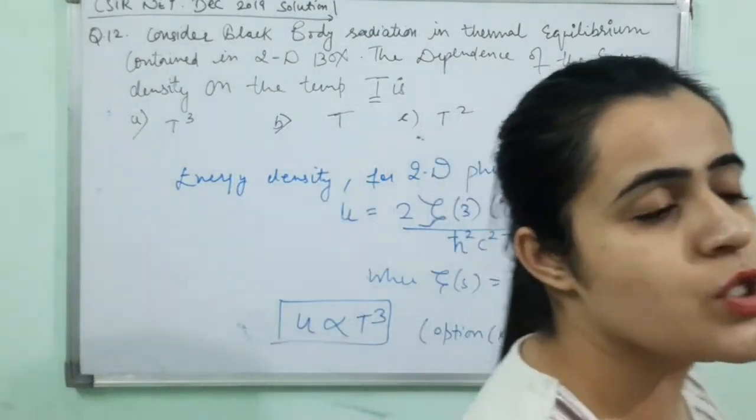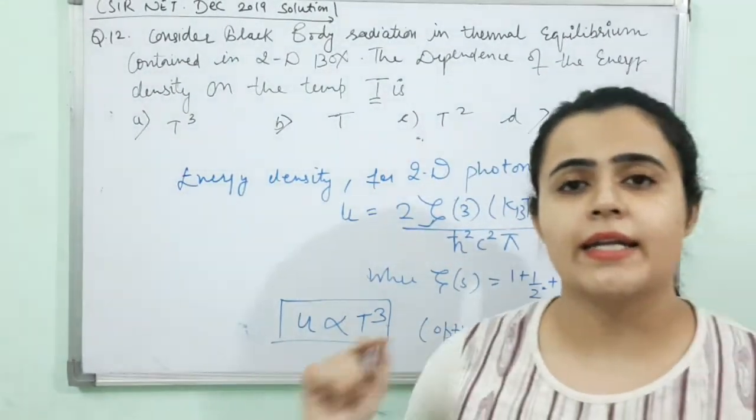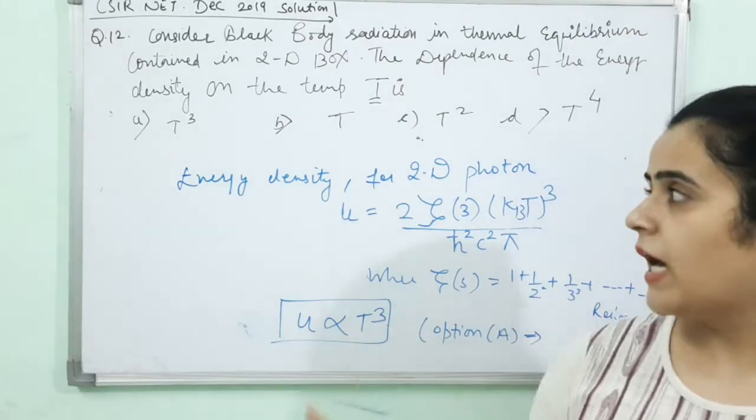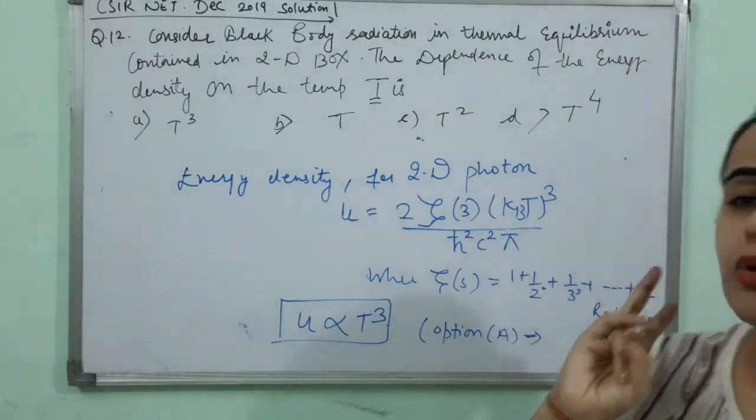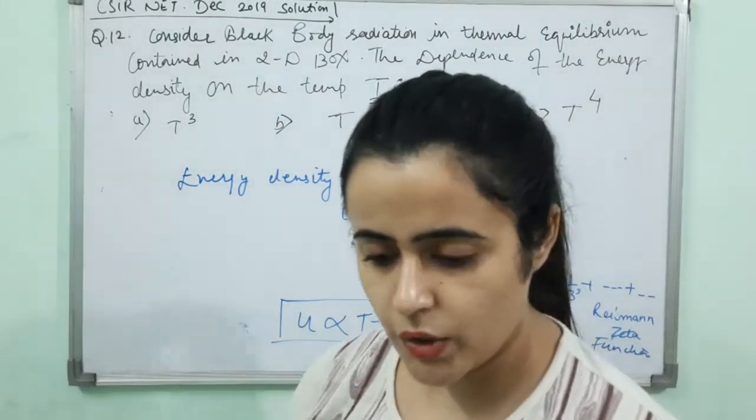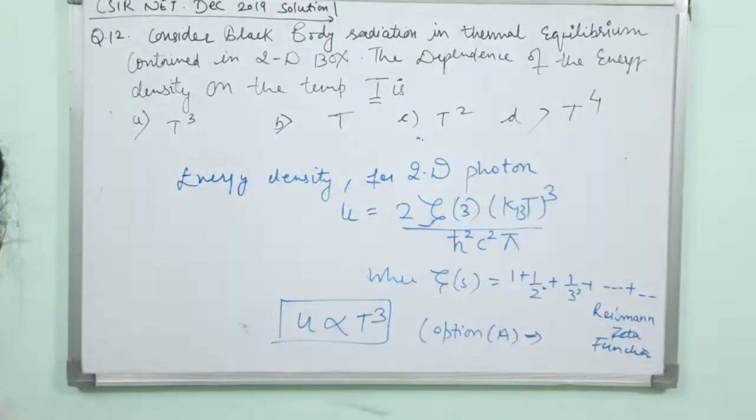I am not solving this question by taking u, dv and solving by the integration method. I am just remembering the formula that u is directly proportional to T cube for a two-dimensional photon box. Okay, the next question, number 13, will be.